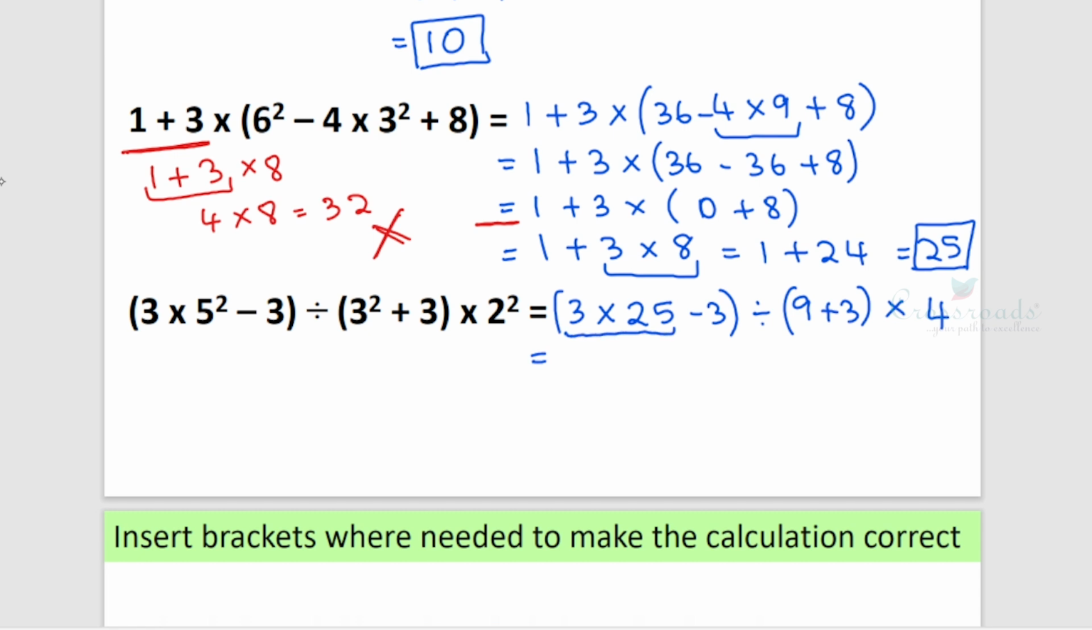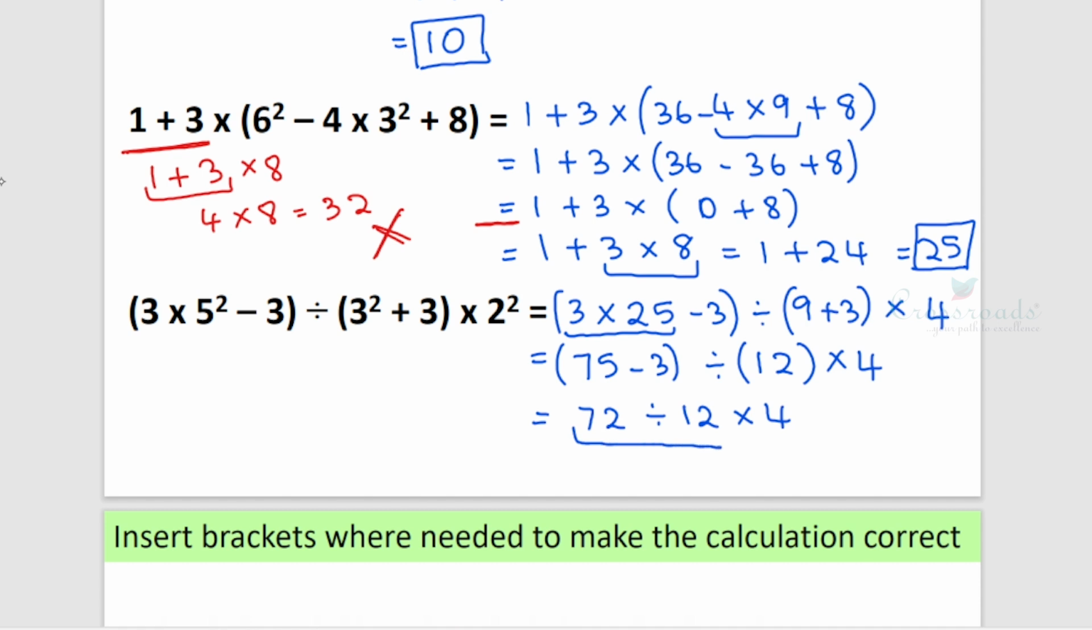We solve the multiplication part. So 3 into 25, the answer is 75 minus 3 divided by 3, 9 plus 3, the answer will be 12 into 4. 75 minus 3, the answer is 72 divided by 12 into 4. So here we sort out this first. So 72 divided by 12, the answer is 6 into 4. The final answer will be 24.